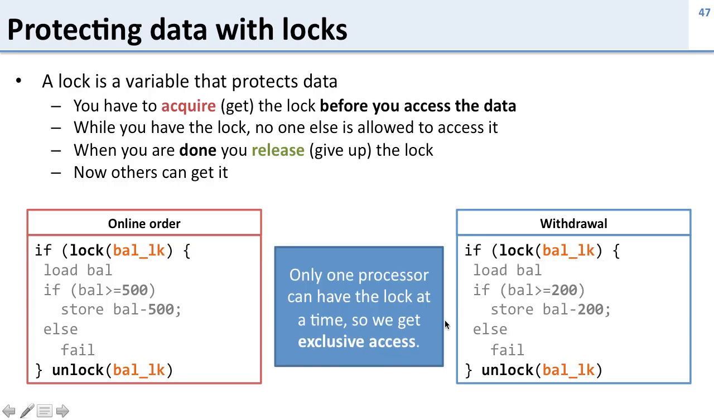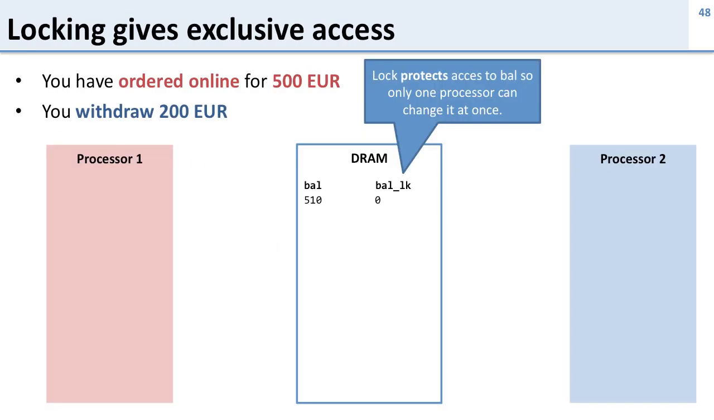Now what happens here is only one processor can have a lock at the same time, so that means only the online order or the withdrawal is going to get access to the data at the same time. So they get exclusive access, one or the other, and this will prevent them from corrupting each other's data. So let's take a look at this. Now in our DRAM here we've got both our balance and our lock variable, and let's go ahead and execute it. So process 1 goes and tries to get the lock.